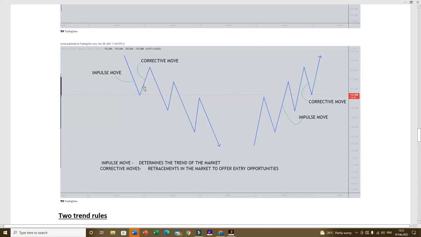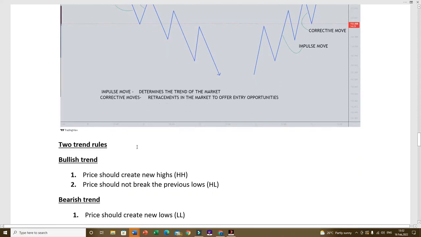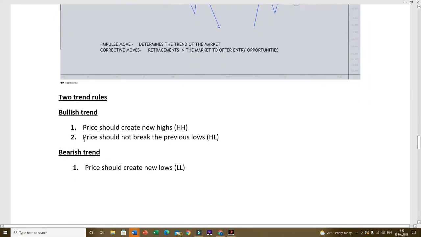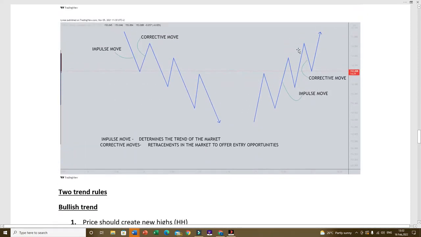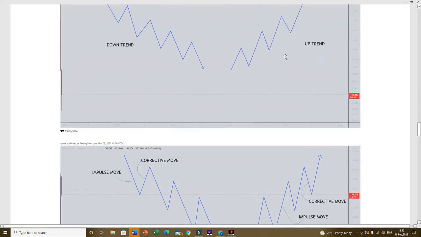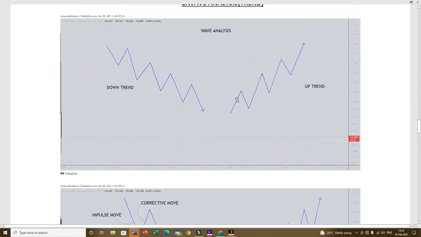On establishing our waves, we basically have two rules that we use, be it an uptrend or a downtrend. If it is a bullish trend, we say price should create new highs. Those new highs we call higher highs, right? Then price should not break the previous lows, and those points will be called higher lows. So for a bullish market, the trend is going upwards, this is an uptrend. Price should create new highs, called higher highs, and price should not break the previous lows. That's how our trends should be established.